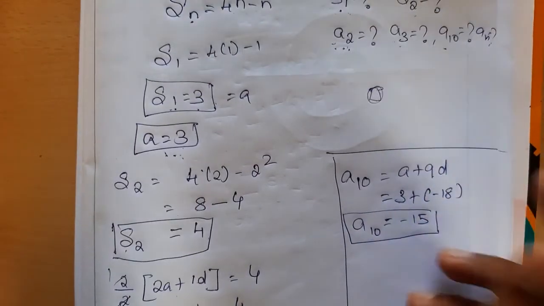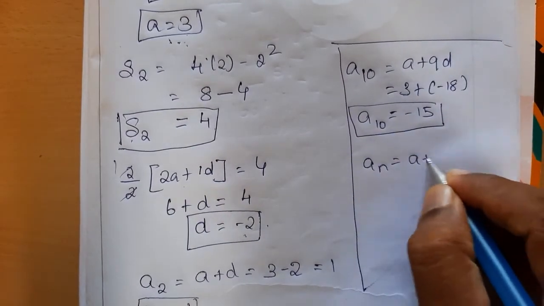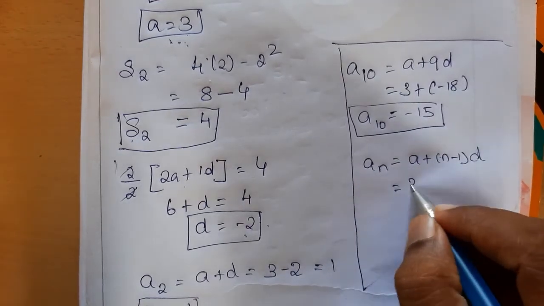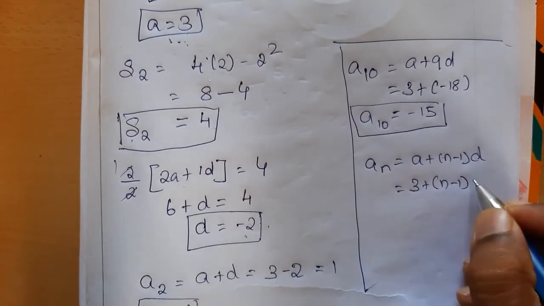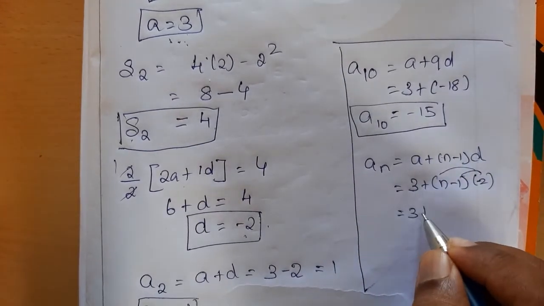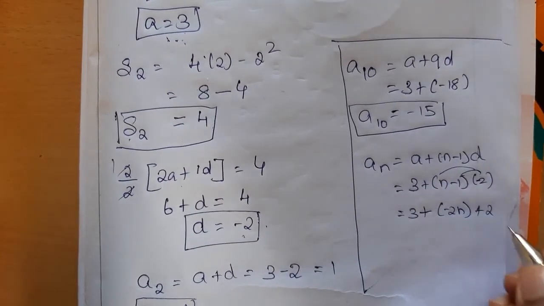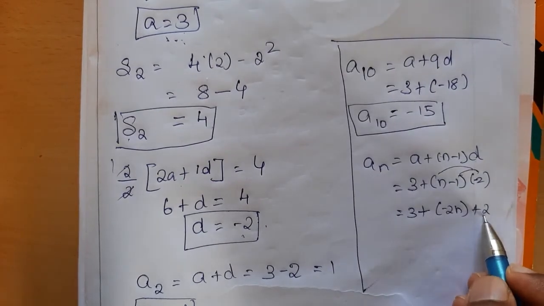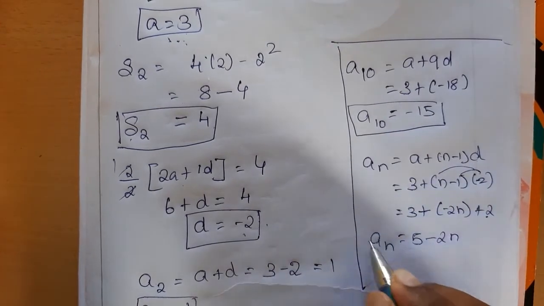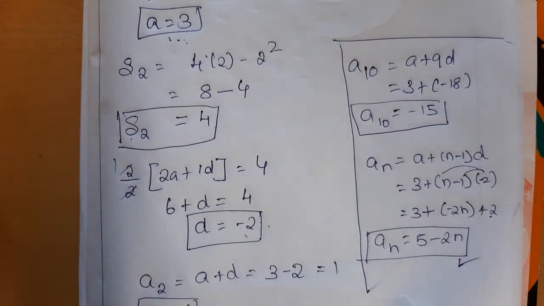And finally we have to find An. So An is equal to a plus (n minus 1) into d. What is the a value? a is 3 plus (n minus 1), d is minus 2. Just multiply this by minus 2, you will get 3 minus 2n plus 2, right? And 3 plus 2 is 5, minus 2n. So An is equal to 5 minus 2n. That's it. Thank you.